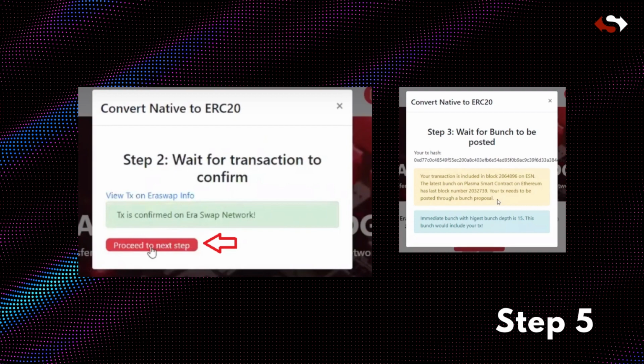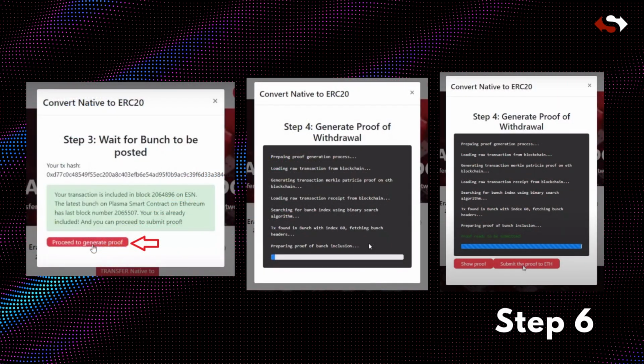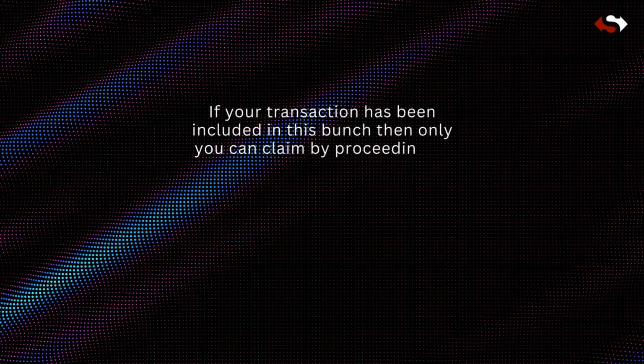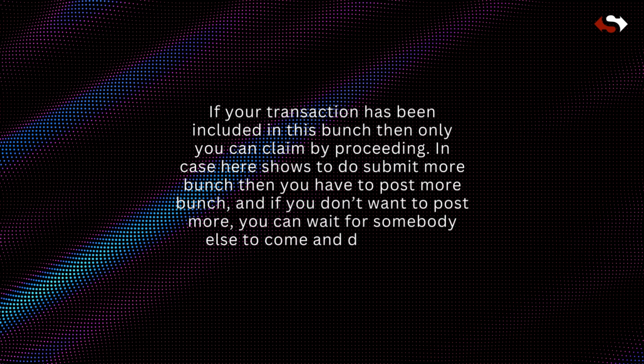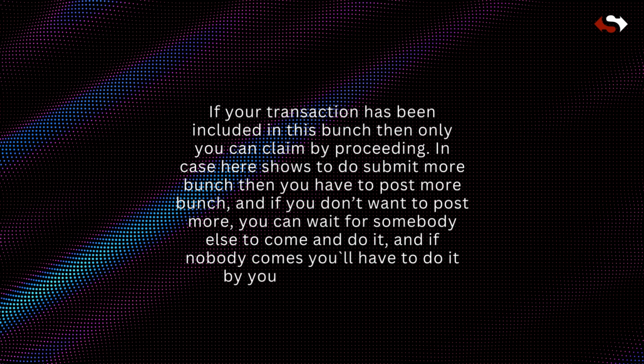Step 5. If your transaction is already included in the bunch, then it will show you an option to proceed. If it shows there are more bunches pending to include your transaction, then either you have to wait for the bunch post or you can go and do the next bunch post so that your transaction gets included in that. Step 6. Click on Proceed to generate proof and submit the proof to ETH. If your transaction has been included in this bunch, then only you can claim by proceeding. In case it shows to submit more bunches, then you have to post more bunches, and if you don't want to post more, you can wait for somebody else to come and do it, and if nobody comes you'll have to do it by yourself and claim it.